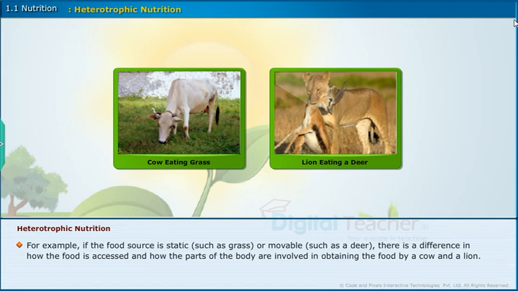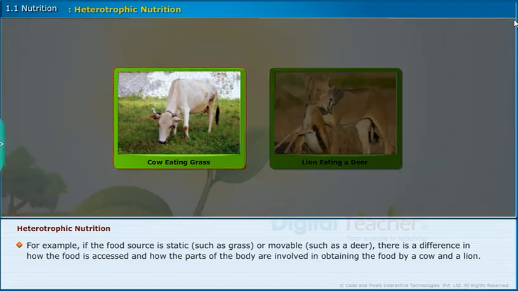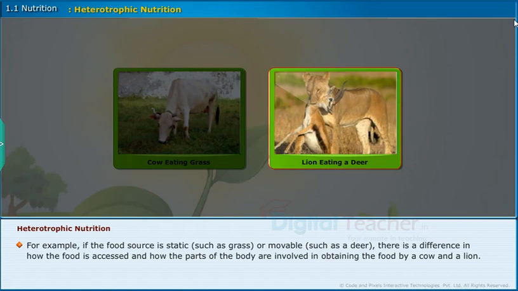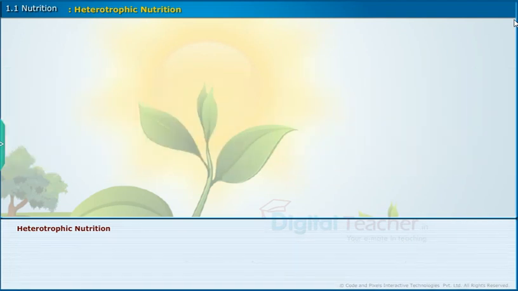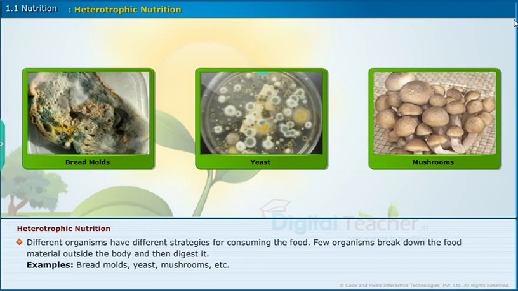For example, if the food source is static, such as grass, or movable, such as a deer, there is a difference in how the food is accessed and how the parts of the body are involved in obtaining the food by a cow and a lion. Different organisms have different strategies for consuming the food.